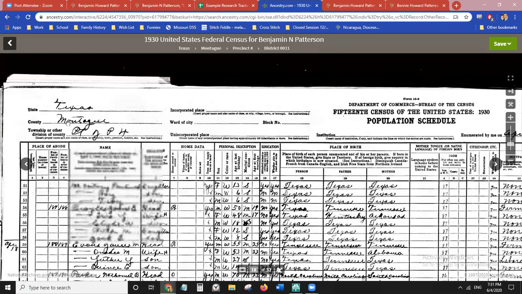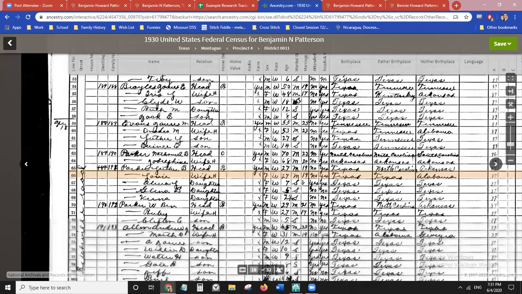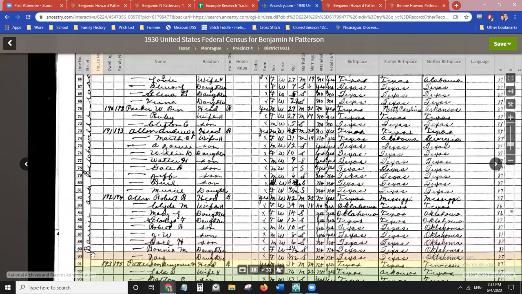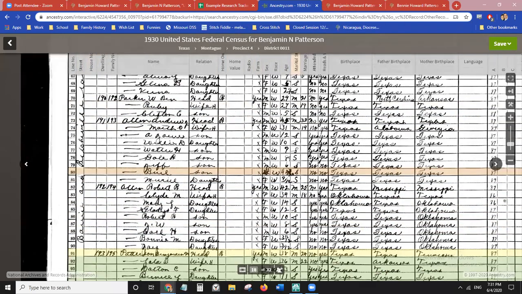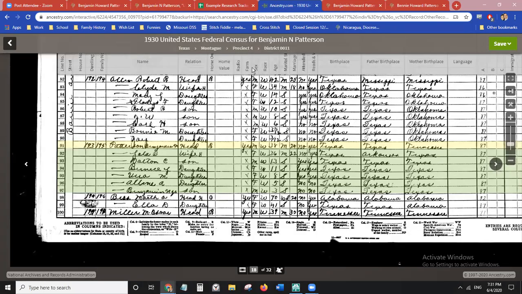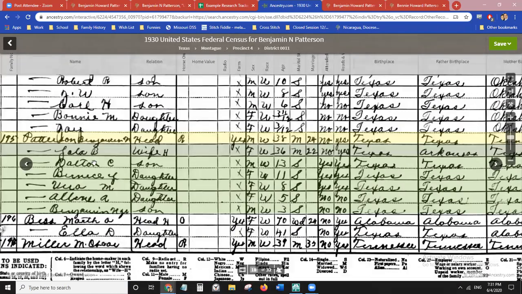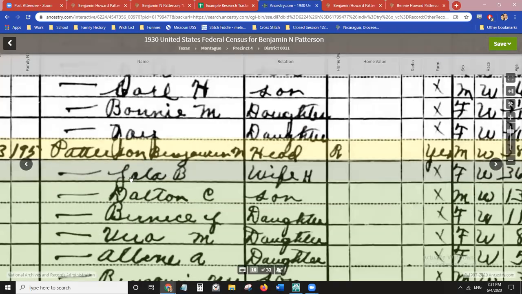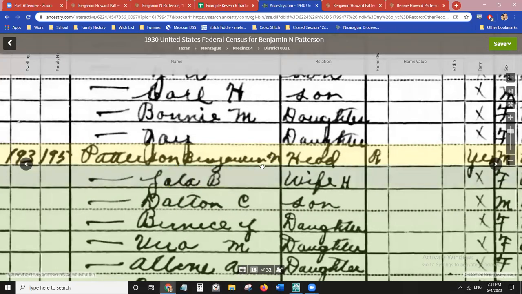But we have Texas, Montague County. Look on the side and it says Bowie. So that's a good sign. So we have Bowie and Montague, Texas, which is exactly where they said they were living in 1935. Okay, so we have a Benjamin. I can see how they got an N from that, but if you look at the H in head, I can also see how that could be an H. So Benjamin H or N Patterson.